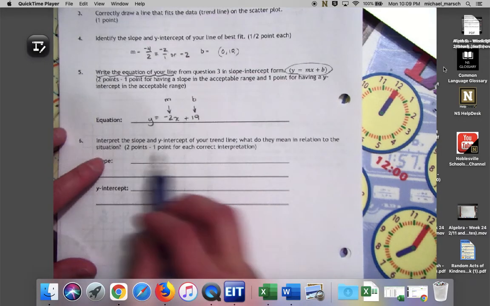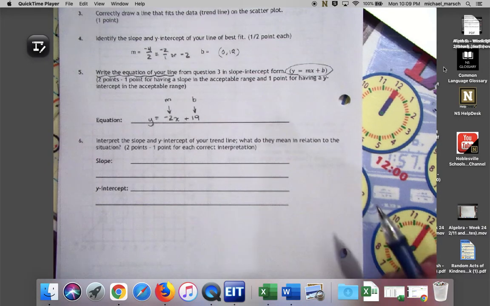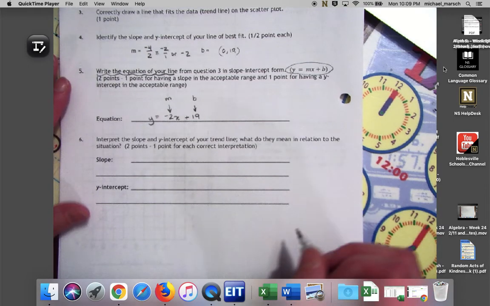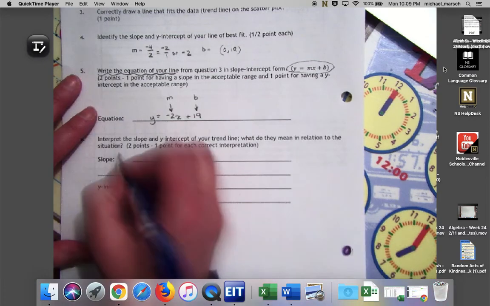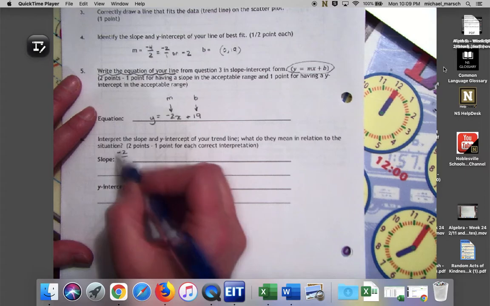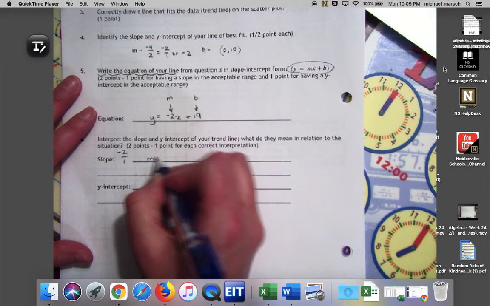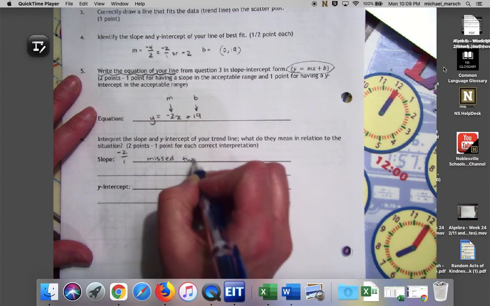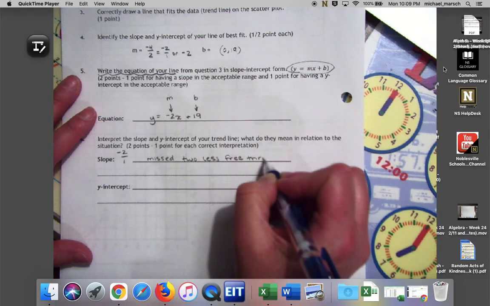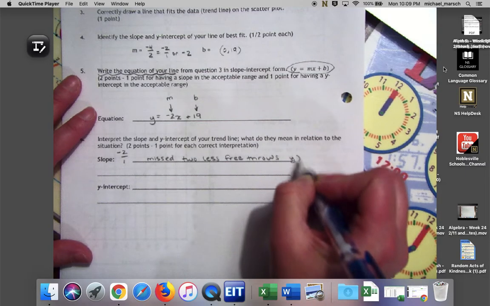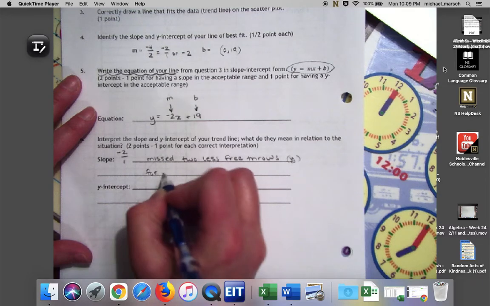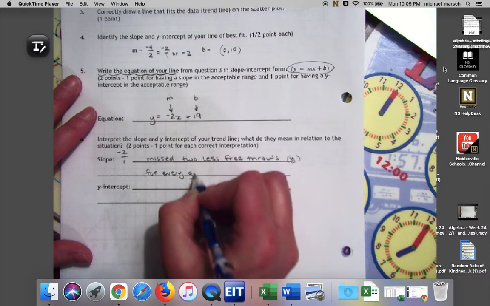Now it says interpret the slope and y-intercept of your line. What do they mean in reference to the situation or in relationship to the situation? So my slope, remember, is -2/1. Okay, so that means that I have missed 2 less free throws, right? Because that's my y information. So it's missed 2 less free throws for every grade level increase.